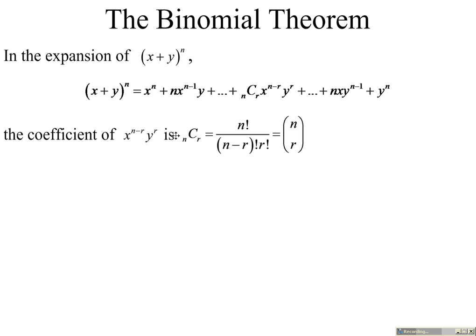This is read as n choose r. It's a combination of n factorial over n minus r factorial times r factorial. Shorthand way of writing this combination is right here, and that's the form that we will be writing it in when we are evaluating using the binomial theorem. Now, what you need to use, this is read as n choose r, and it is a combination.